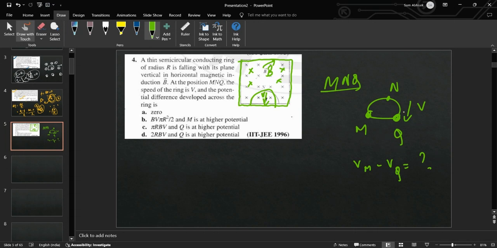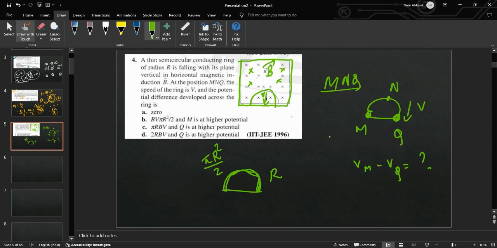So first, the ring is semicircular conducting of radius r. This is the radius r, so the area is pi r square by 2. Now, falling with its plane vertical, the potential difference is developed across the ring. So what exactly is changing? Can you say what exactly is changing here?